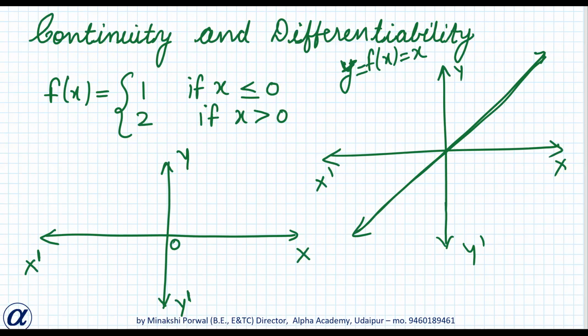So the value is 1. Suppose this is 1, this is 2, 3. So the graph will be this way if the value is 1. This 1 is also included. Now if x is greater than 0, the value is 2. So this 2 is not included. The point after that is included, but this point is not included. That's why I'm making a circle there. This will be the graph. So 1 is also included.